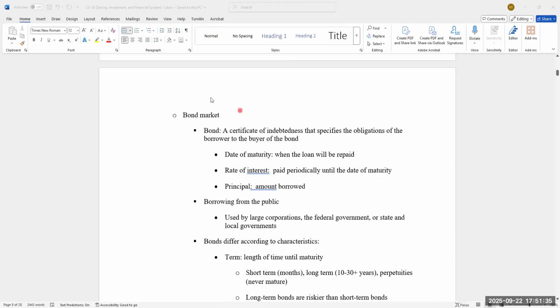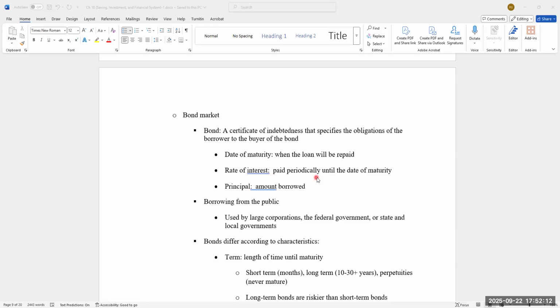The bond market is what I just described. What is a bond? It's a certificate of indebtedness that specifies the obligations of the borrower to the buyer of the bond. It's a fancy way of saying it's a loan, but a loan is from a bank. When it's not from a bank, but a loan is directly coming from the person who gives the money, that's called a bond. And it gives a bunch of fancy details like date of maturity, when the loan has to be repaid by, and rate of interest.